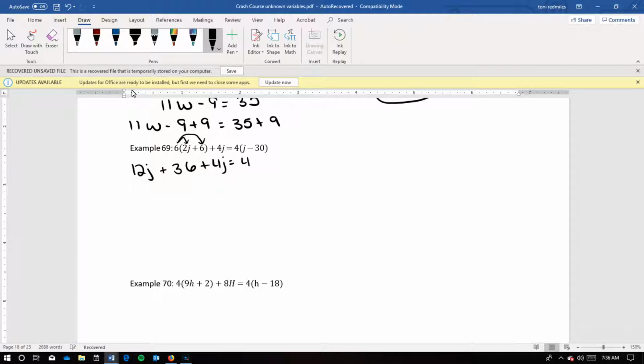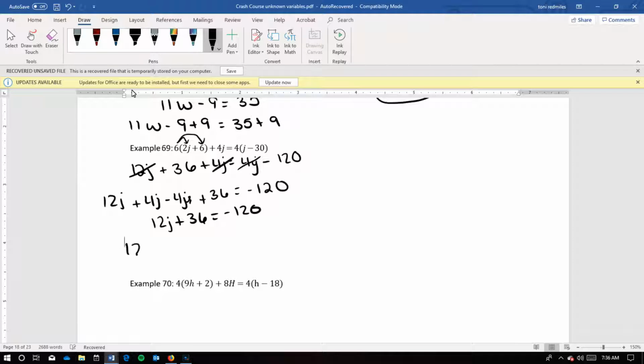4 times j is 4j. Write down my negative. 4 times 30 is 120. All right, let's get all these j's together. If I bring this j to the other side, it becomes a negative. All right, 12j plus 4j is 16j minus 4j. Just undoes that and brings it back to a 12. The 36 is adding to the j, so I'm going to subtract it from each side.